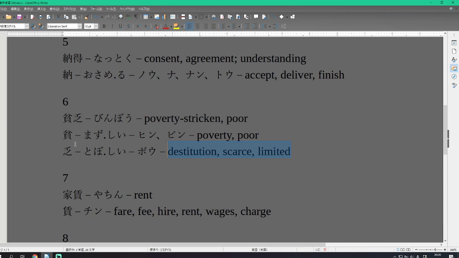The radicals in this kanji are a line over the radical for this, or for. So I don't know how to kind of think about that. It kind of looks like a guy with his legs crossed on the side of the road asking for cash, but not really. So bou no bin is mazushii, bin or hin, which is poverty or poor.